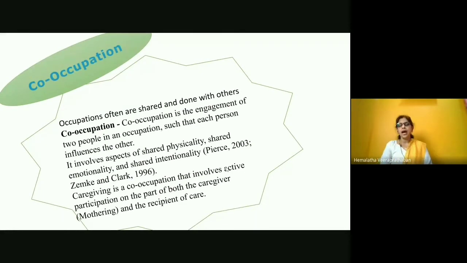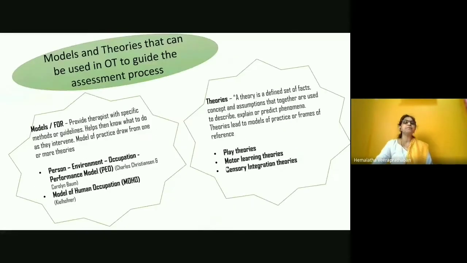So when we are applying our process of understanding the family, we need to understand the role of the client and the role of the social members participating in the task. In which aspect are they taking a role? Is it physicality, emotionality, or intentionality? Because this is the first step we do in the OT process.